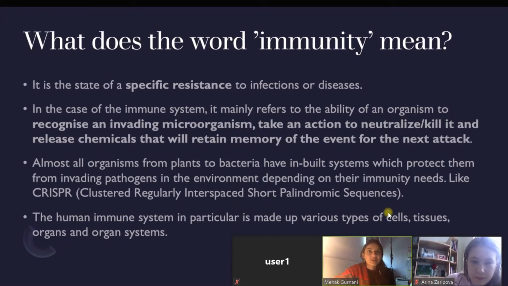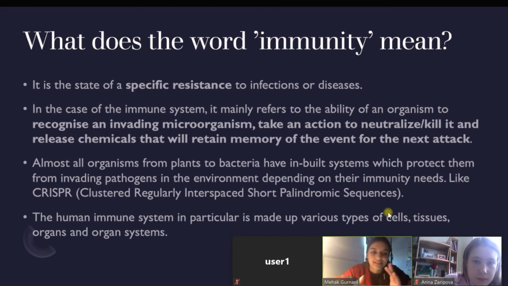Although human immunity is quite interesting, many other organisms in nature have immune systems that protect them from invading pathogens, depending on their needs. I feel like this is something you might have heard of. It's called CRISPR, a new technology that's come up in gene editing and gene therapy. It's used to cut small sections of your genes and either replace them or remove them. This technology comes from bacteria.